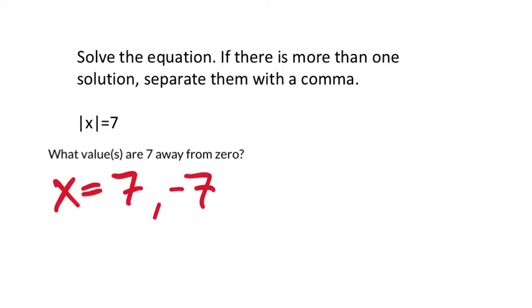And you could try this out just to check. Absolute value of x equals 7. Well, I'll replace the x with 7 and see what I get. So there's a 7 right there. Yeah, 7 is 7 away from 0, so that's 7 equals 7. That's true.